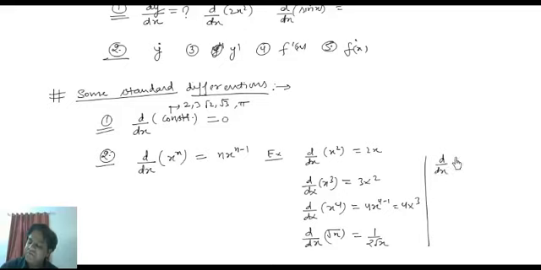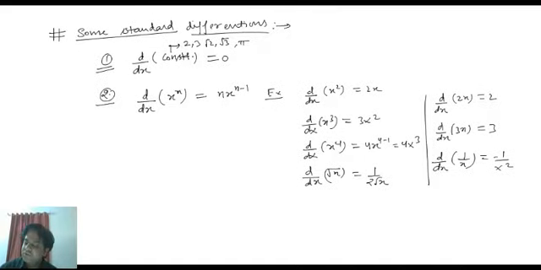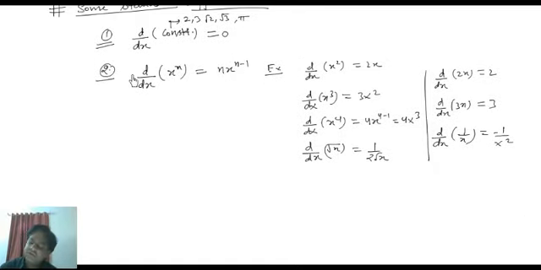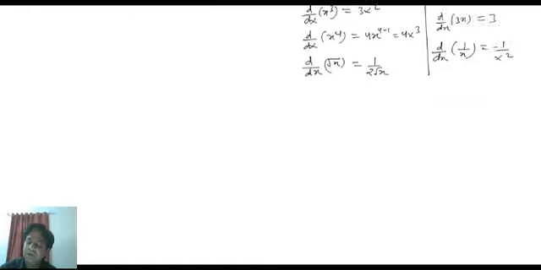If I differentiate 2x, then I'll get 2. If I differentiate 3x, then I'll get 3. You have to remember these standard examples so that you end up doing things in a very short time. Also, if I differentiate 1 by x, then I'll get minus 1 by x square. So all these differentiations need to be remembered to increase your calculation speed. So here we have seen just two standard differentiations: differentiation of a constant is 0, and differentiation of x to the power n is n x to the power n minus 1.